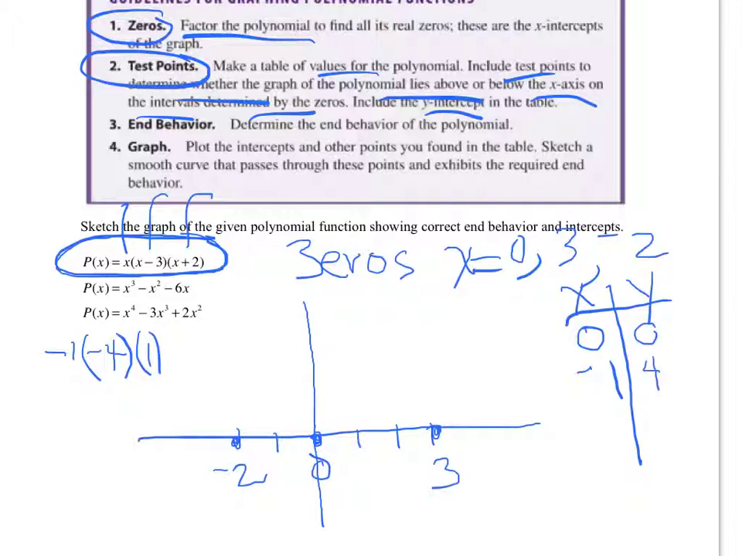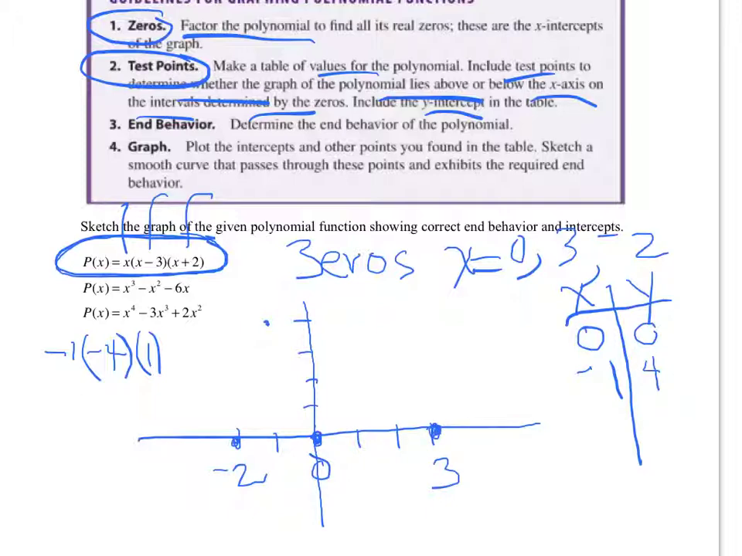So when x is -1, y is 4. So that means the graph is up here. I suppose I should do end behavior next. Now, next we want to take a number between 0 and 3, our next two zeros.